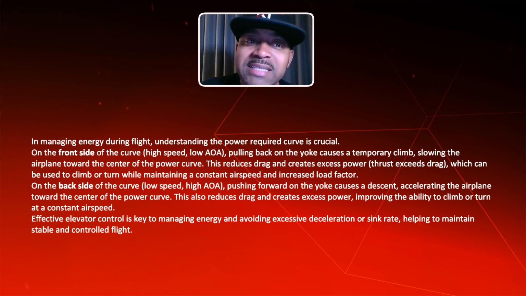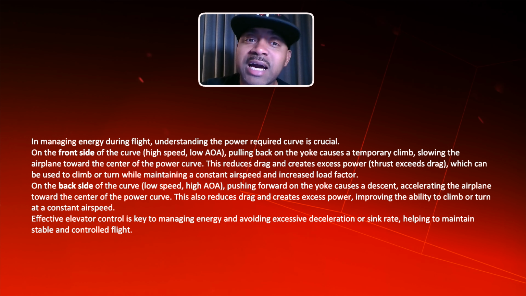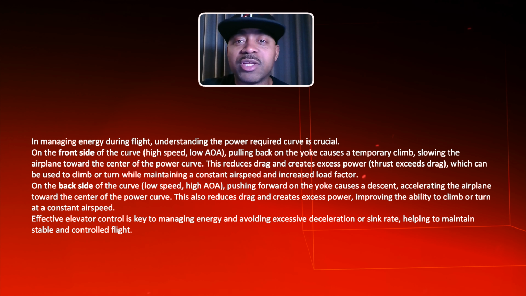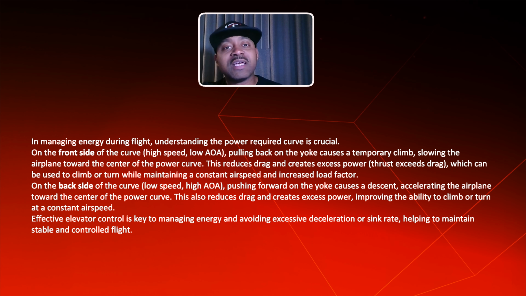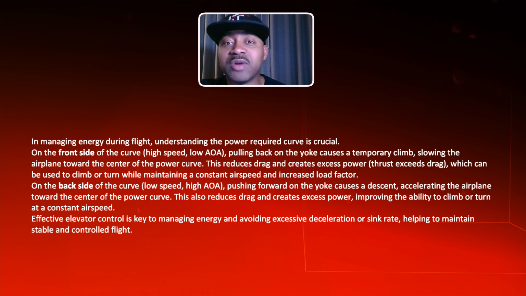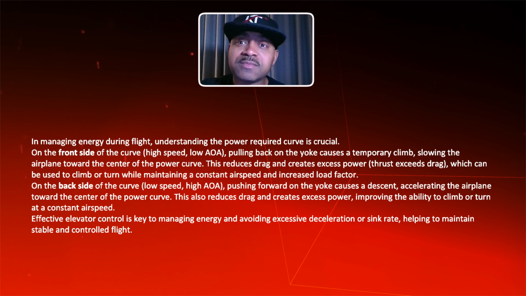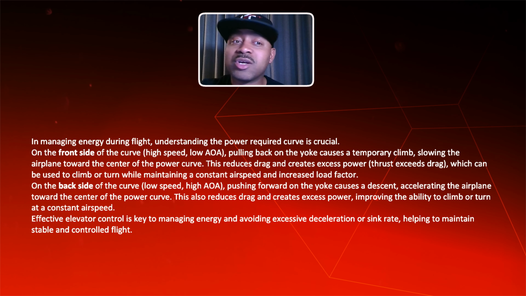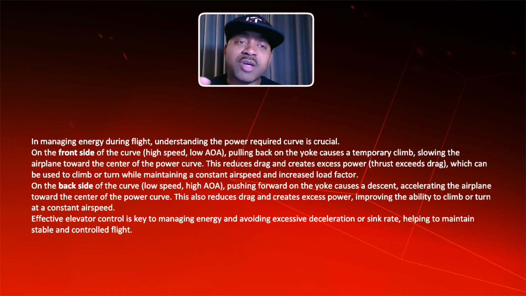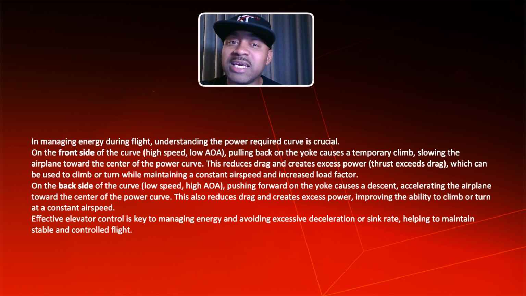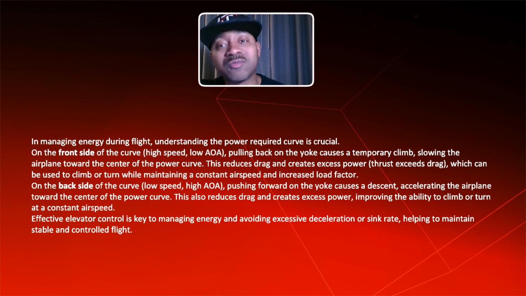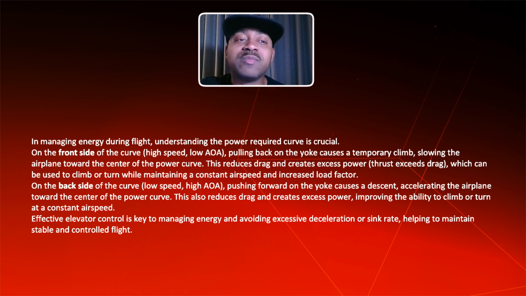On the back side of the power curve, you've got low speed, high angle of attack. Pushing forward on the yoke causes a descent, accelerating the airplane towards the center of the power curve. This also reduces drag and creates excess power, improving the ability to climb or turn at a constant speed. Having effective elevator control is key to managing energy and avoiding excess deceleration or sink rate, and helps you maintain stable and controlled flight.